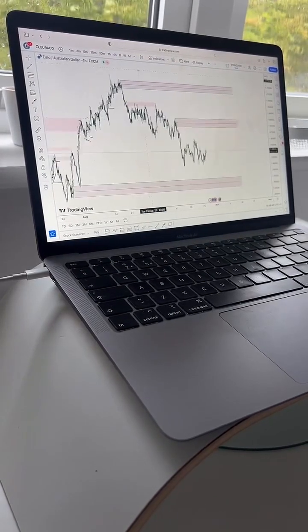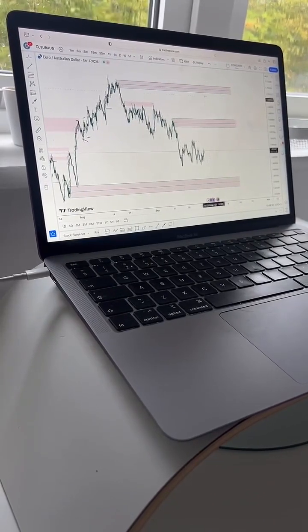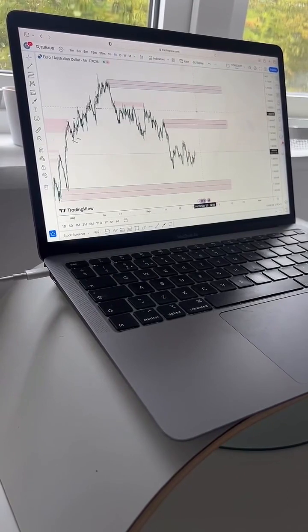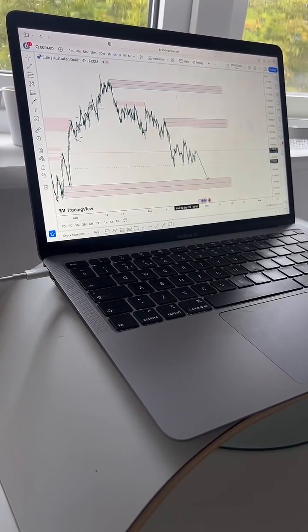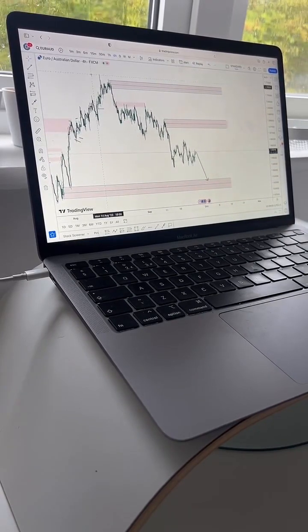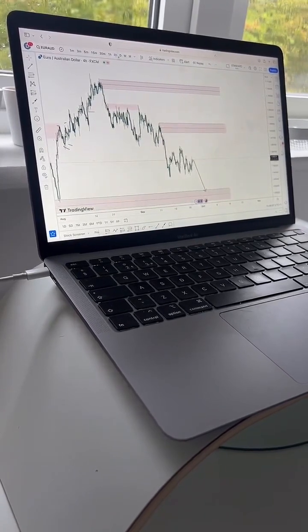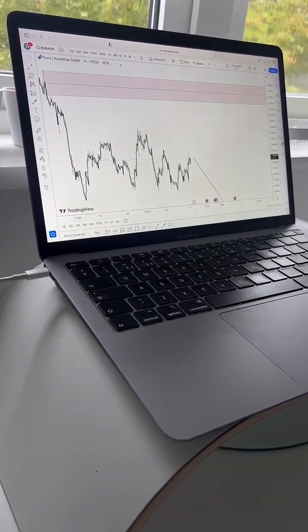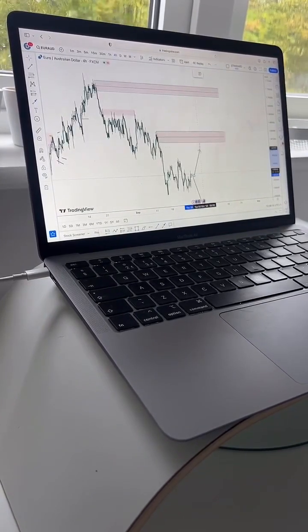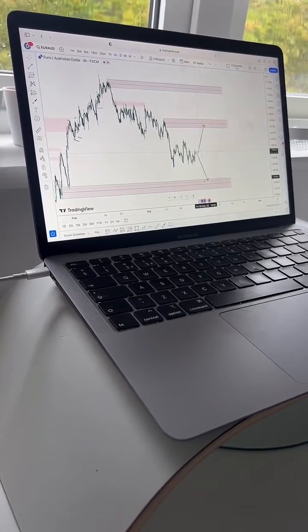Euro Australian dollar, still in a bearish market. Overall direction to the downside. Currently the Euro AUD is in no man's land, so there's not many moves you can get in on at the moment. So I will be waiting here for sells, or hopefully it pushes down and we look for some buy entries.